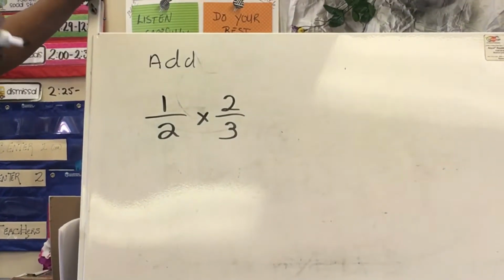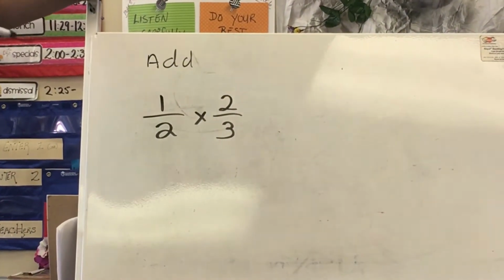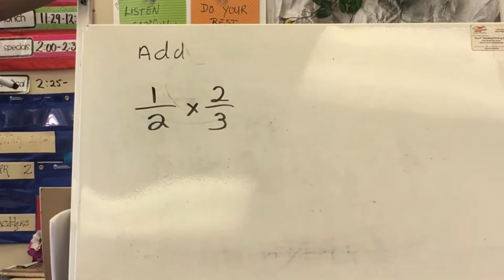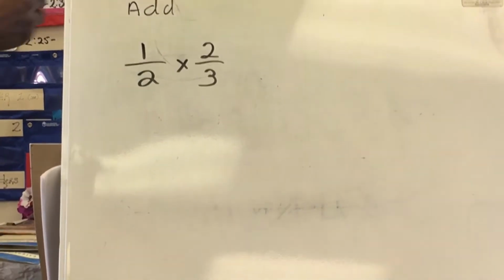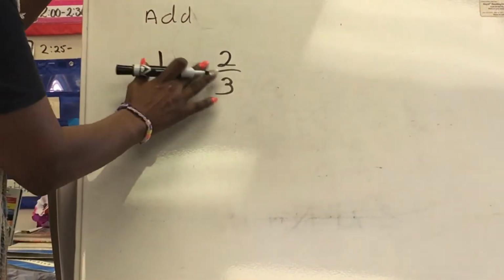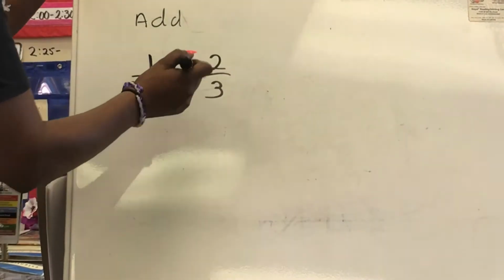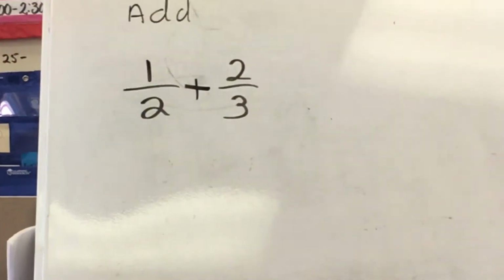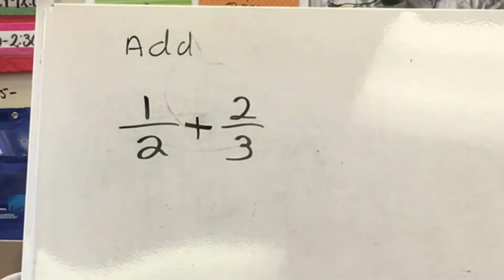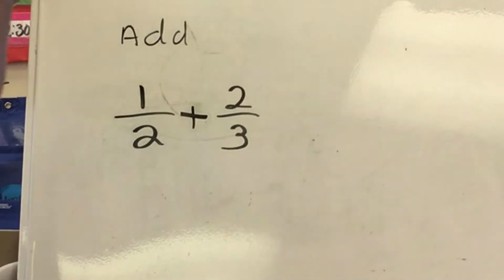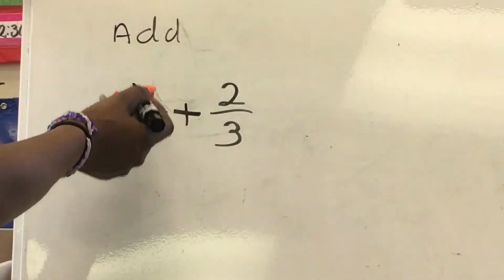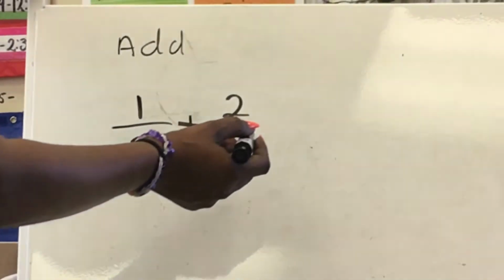Fifth graders, I know this is an introduction, but I just want to show you how to do adding. Sorry, this is supposed to be adding fractions with unlike denominators. So this is for your practice homework as an introduction. So here we go. They want us to add a half plus 2/3.